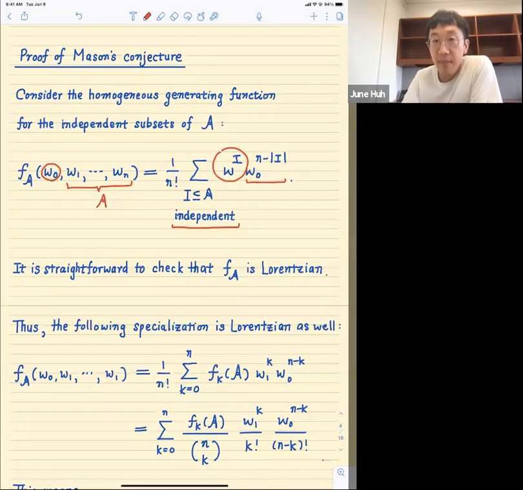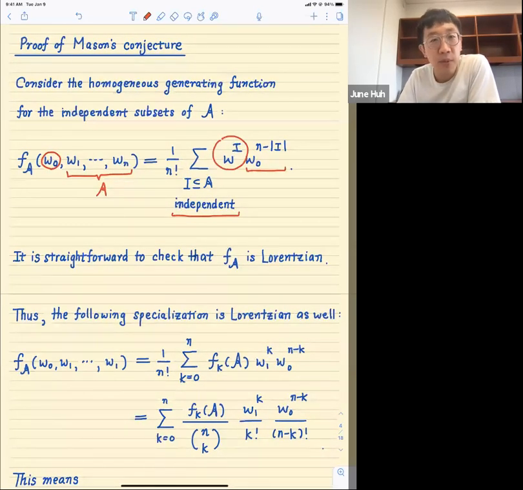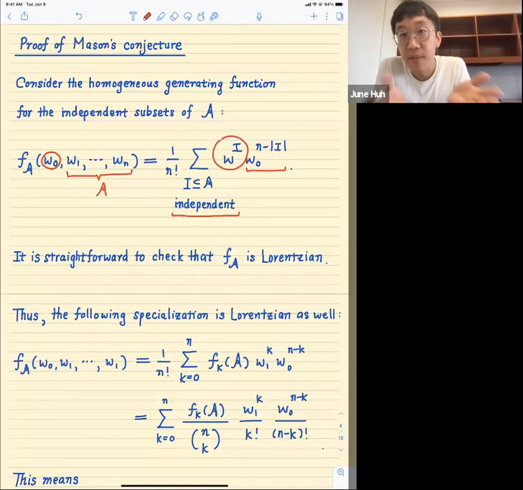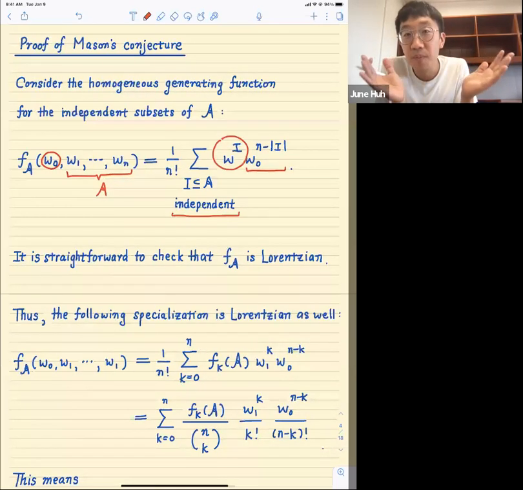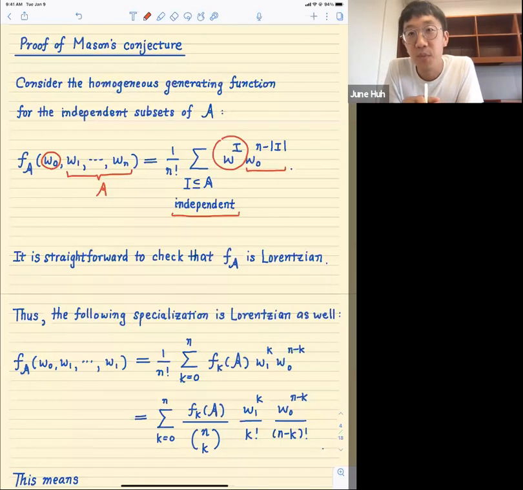And the main point of the proof, probably the most important line in this whole proof, is this. It is straightforward to check that this FA is Lorentzian. Of course, I have not told you what a Lorentzian polynomial is, but for the moment, you can think of it as having the analytic properties of the volume polynomial of certain nef divisors on a certain projective variety. You don't know whether this projective variety actually exists, but let's just pretend that it's a volume polynomial.